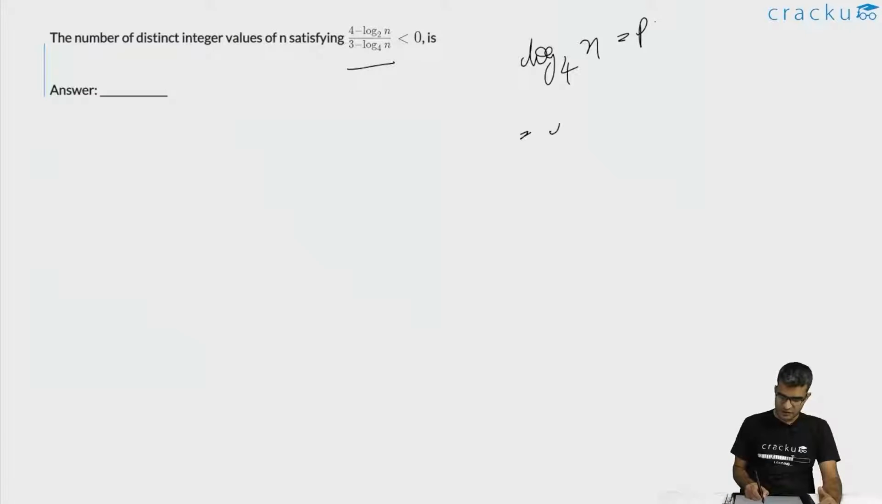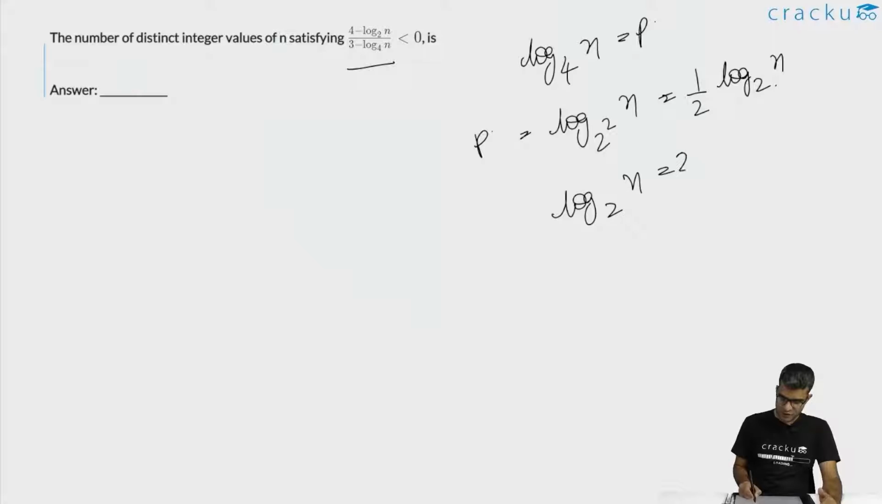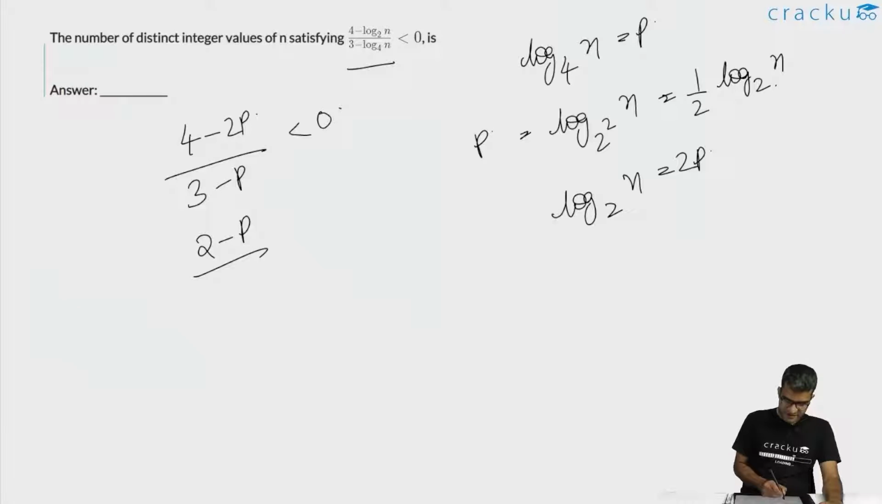This is equal to log of n to the base 2 squared, which is equal to half of log of n to the base 2. So log of this will be equal to p, so log of n to the base 2 will be equal to 2p. So the inequality given to us is that (4 minus 2p) divided by (3 minus p) is less than 0, or (2 minus p) divided by (3 minus p) is less than 0.